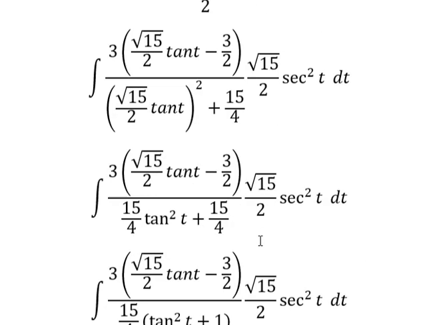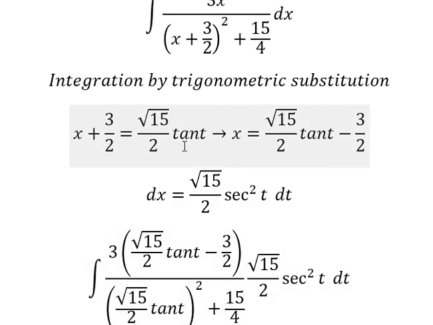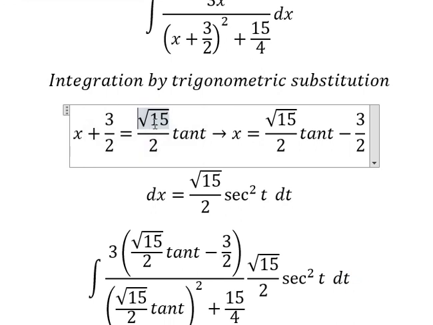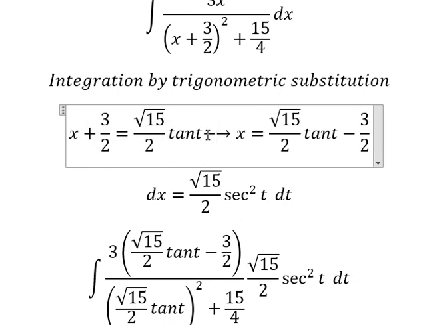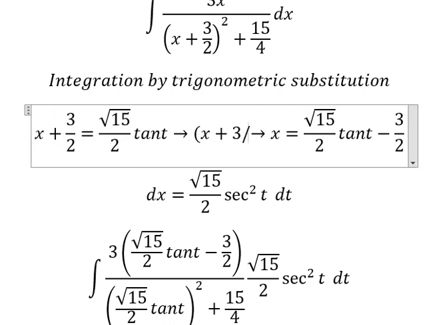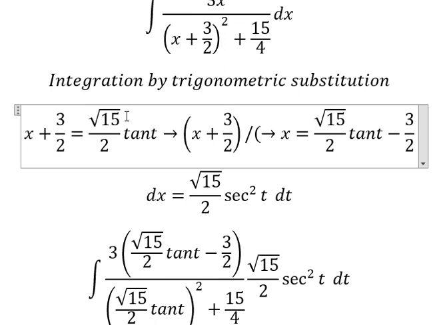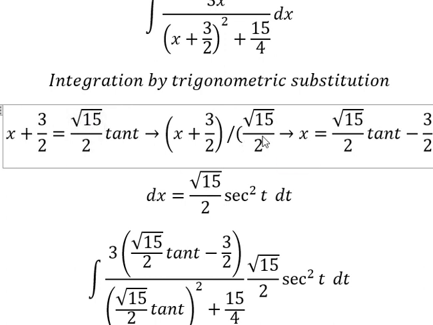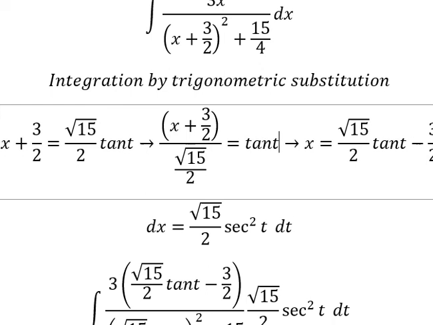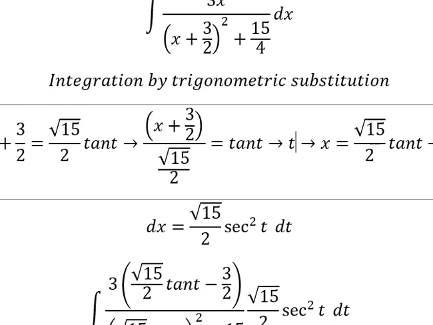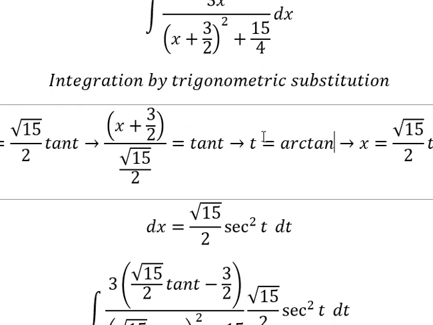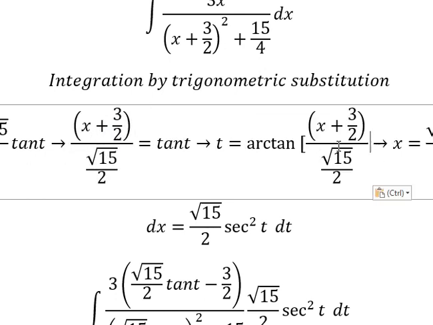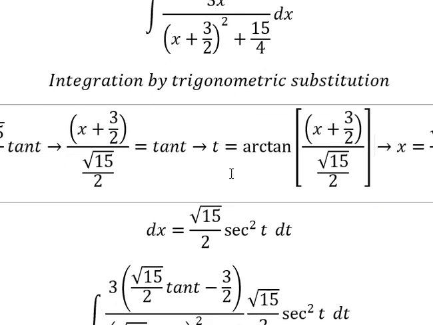About t, that is this one. So we divide both sides by this one. And we have t equal to arctan of this one. So I will substitute this one for t.